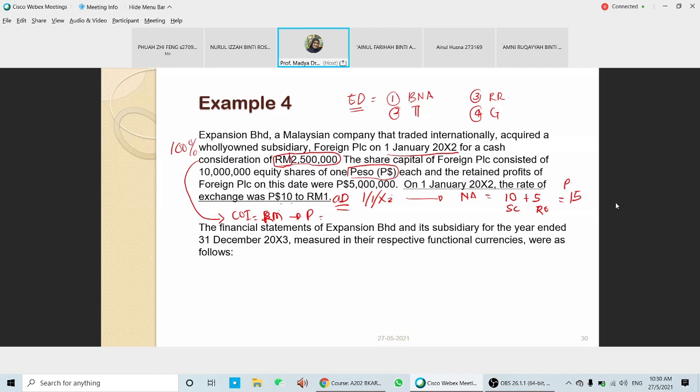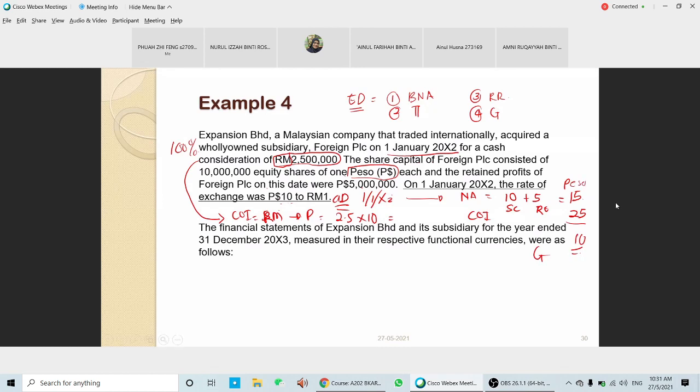So 2.5 here you need to multiply, so the total COI that you have here is equal to 25. We need to multiply by 10 because we want to convert from 1 ringgit Malaysia to 10 peso, because this is the rate on 1st of January, the rate at the acquisition date. So if you look at here, the COI is 25, the net asset is 15. So you're going to have here your goodwill will be 10. This one is already in peso.